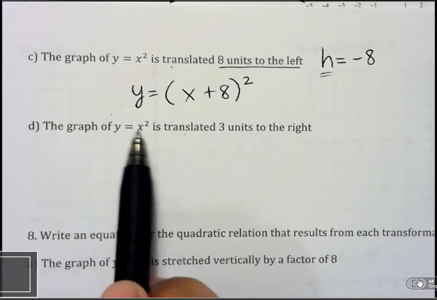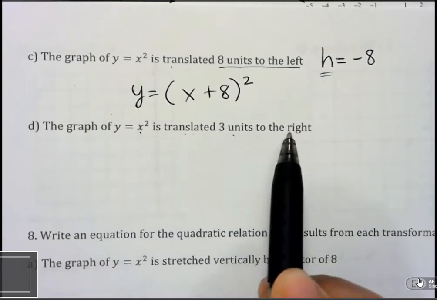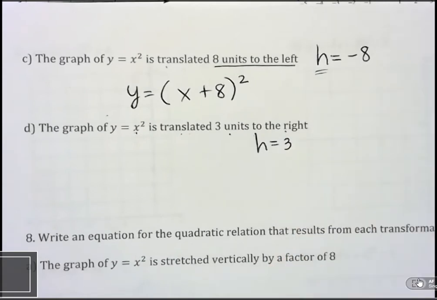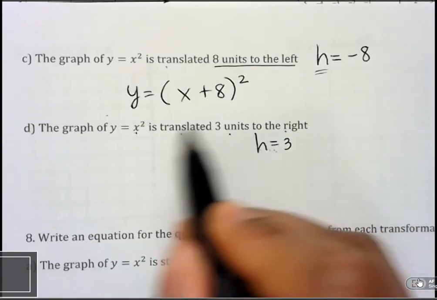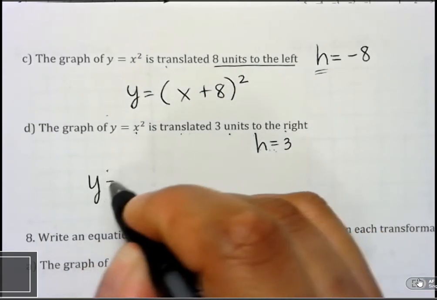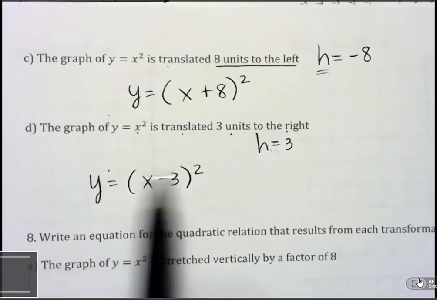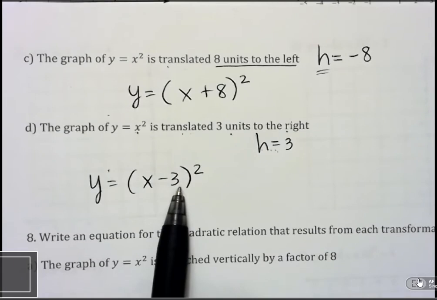We want to translate this function 3 units to the right. That means h equals 3. Since when we put h back into the function, we do it with the opposite sign, this function will be moved 3 units to the right.